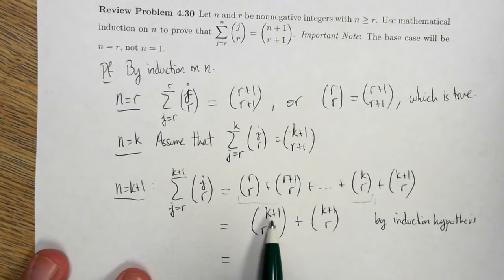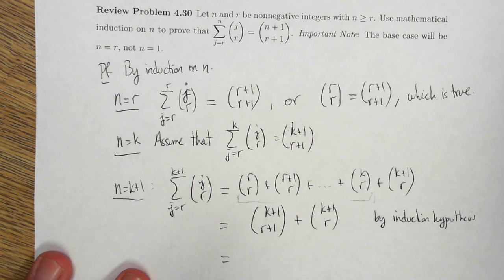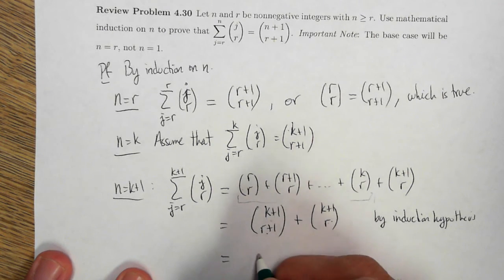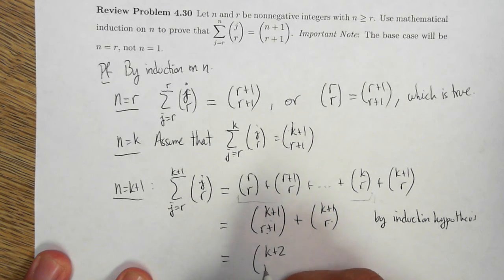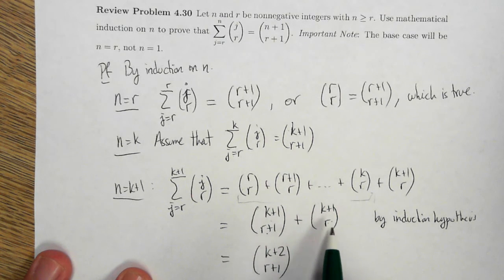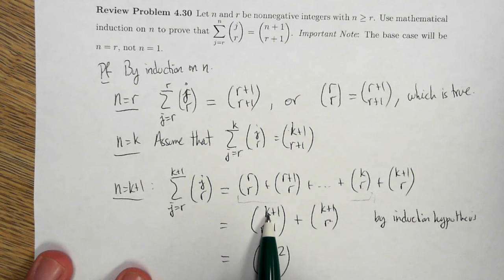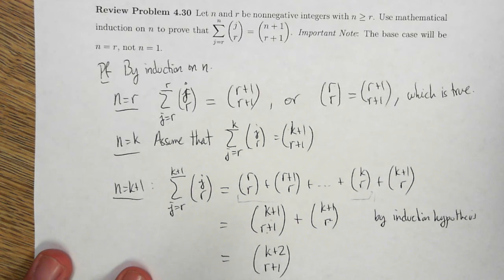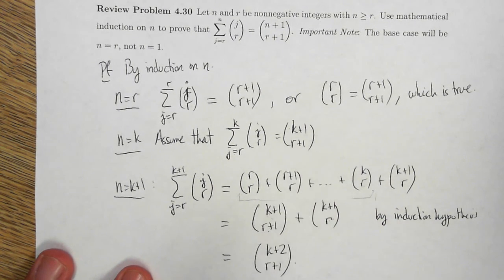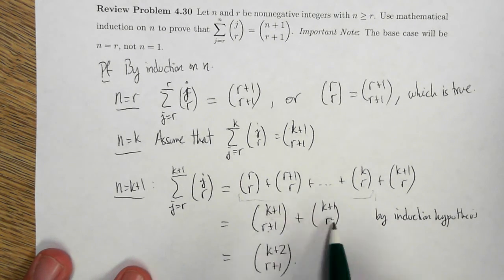Okay, now here I have two binomial coefficients that are being added together, same row and adjacent columns. And so by one of our theorems about binomial coefficients, I know that I can add these together to get k plus 2 choose r plus 1. If I take this entry in Pascal's triangle plus this entry in Pascal's triangle, I get an entry in the next row of Pascal's triangle. That's a theorem about binomial coefficients, which can be verified by writing these all out in factorials.